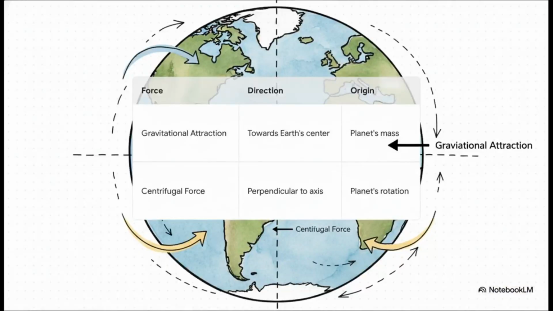And this table here really highlights the critical difference. Look at the directions. The vector for gravitational attraction always points to the center of mass, no matter where you are. But the centrifugal force vector points outward, perpendicular to the axis of rotation. This means that it's only at the equator where these two forces are in direct opposition. Everywhere else, that centrifugal force is pulling at a slight angle, which not only reduces your weight, but also subtly changes the local definition of what down is.